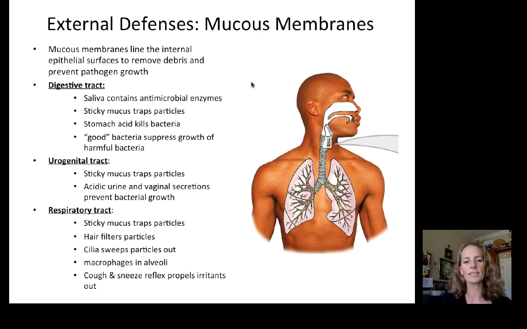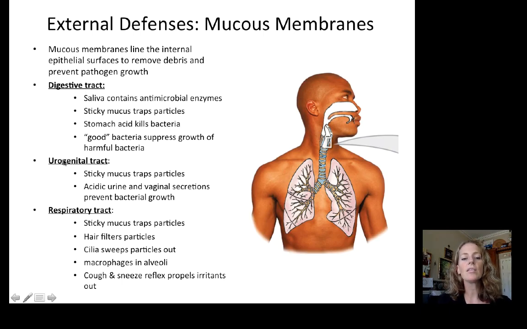The digestive tract contains several protective components. Saliva, located in the mouth, contains antimicrobial enzymes. It also contains mucus, and sticky mucus will trap particles. Stomach acid down in the digestive system will kill bacteria. The stomach is very, very acidic, not only to kill bacteria, but also to help with protein digestion. But it's handy that it's acidic because that kills bacteria. There's also good bacteria in the digestive system that helps to suppress the growth of harmful bacteria.